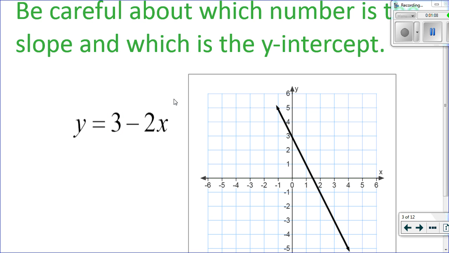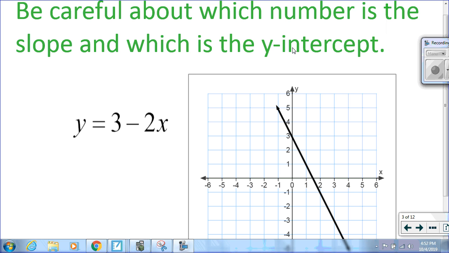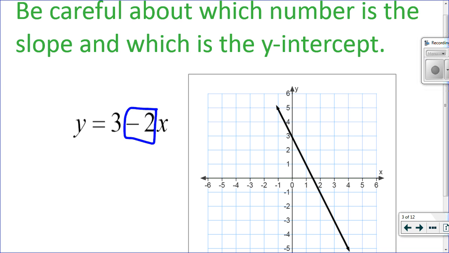Just be careful about which number is the slope and which number is the y-intercept, because sometimes our equations are going to be in intercept form rather than slope-intercept form. So know that the slope always belongs with the x, right? So our slope here is -2/1, and our y-intercept is 3. So we're going to start at 3. Remember, y-intercept is a starting point, and our rise is going to be -2, and our run is going to be 1. So I'm going to go down 2 and over 1, and there we can connect those dots to make our line.